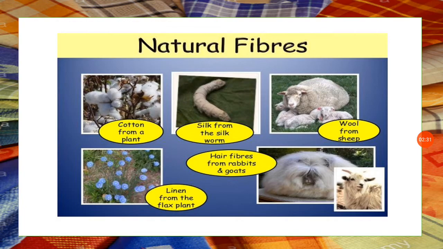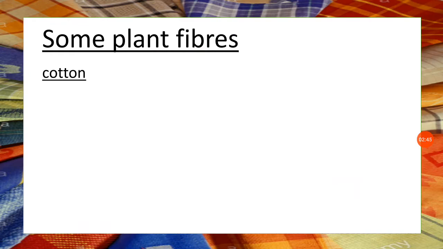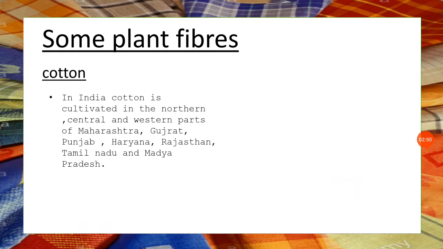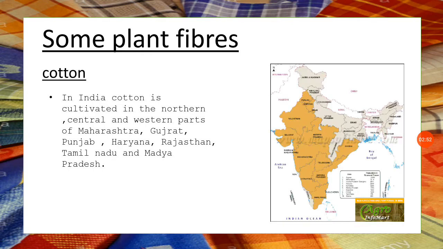Natural fibers we get from different sources. Cotton we get from plants, silk we get from silkworms, wool we get from sheep, and we get linen, all from different sources. Some plant fibers: cotton. In India, cotton is cultivated in the north, central, and western parts of Maharashtra, Gujarat, Punjab, Haryana, Rajasthan, Tamil Nadu, and Madhya Pradesh. You can see in the picture below.